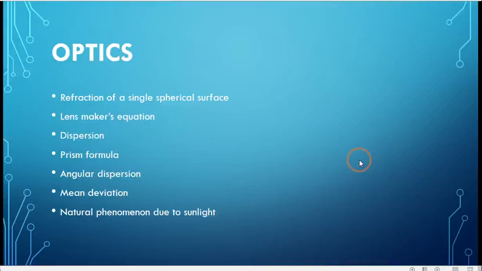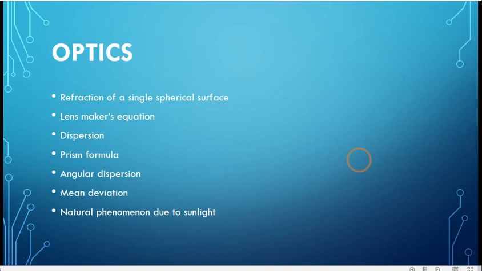Welcome back. Here we are with the second session of chapter optics. In the first lecture, we discussed a number of things related to optics and its applications. The last point discussed was total internal reflection and its applications.